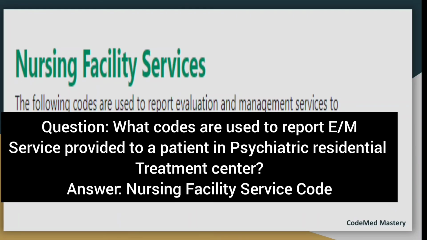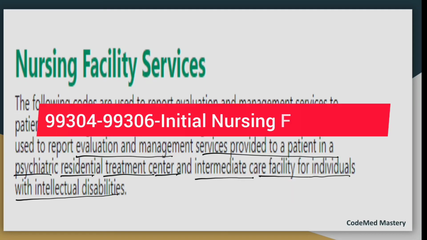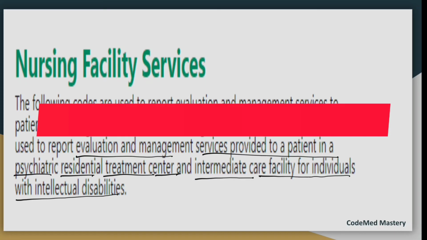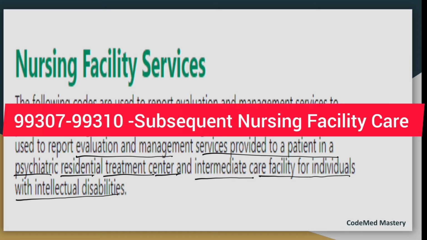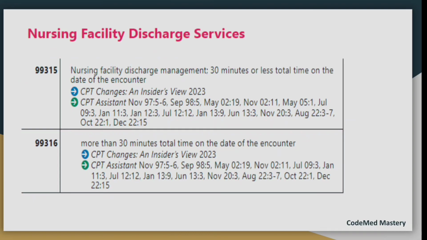So in your CPT book, you can check the codes 99304 to 99306, that is for initial nursing facility care, and codes 99307 to 99310, that is for subsequent nursing facility care. Highlight those important codes. Now let us check nursing facility discharge service codes. So highlight these important codes. 99315 is for nursing facility discharge management, 30 minutes or less total time on the date of encounter, and 99316 is for more than 30 minutes.